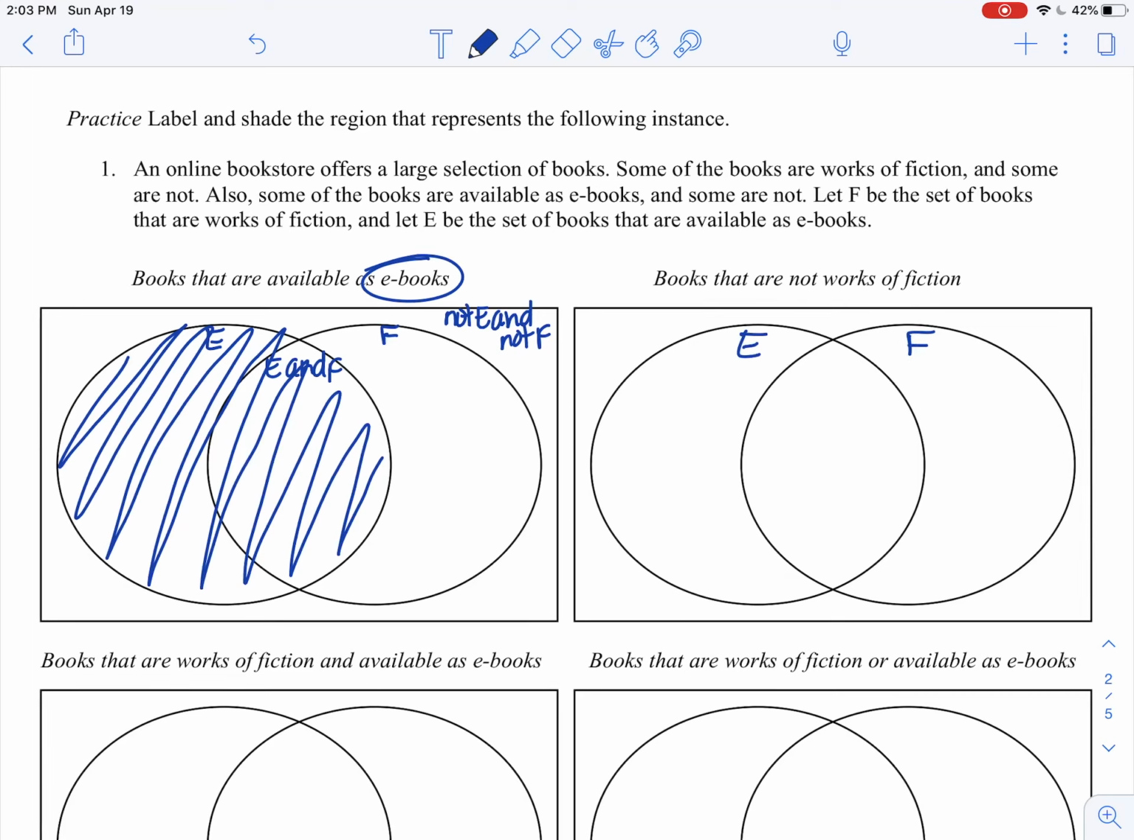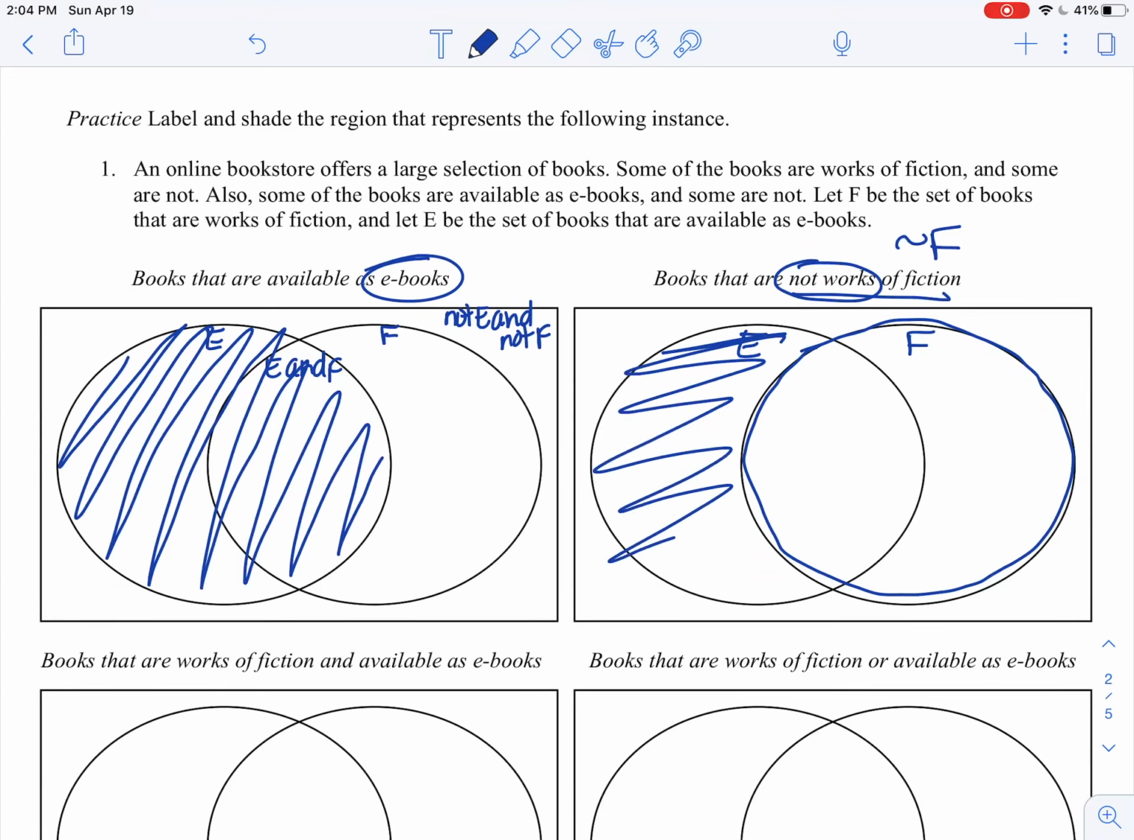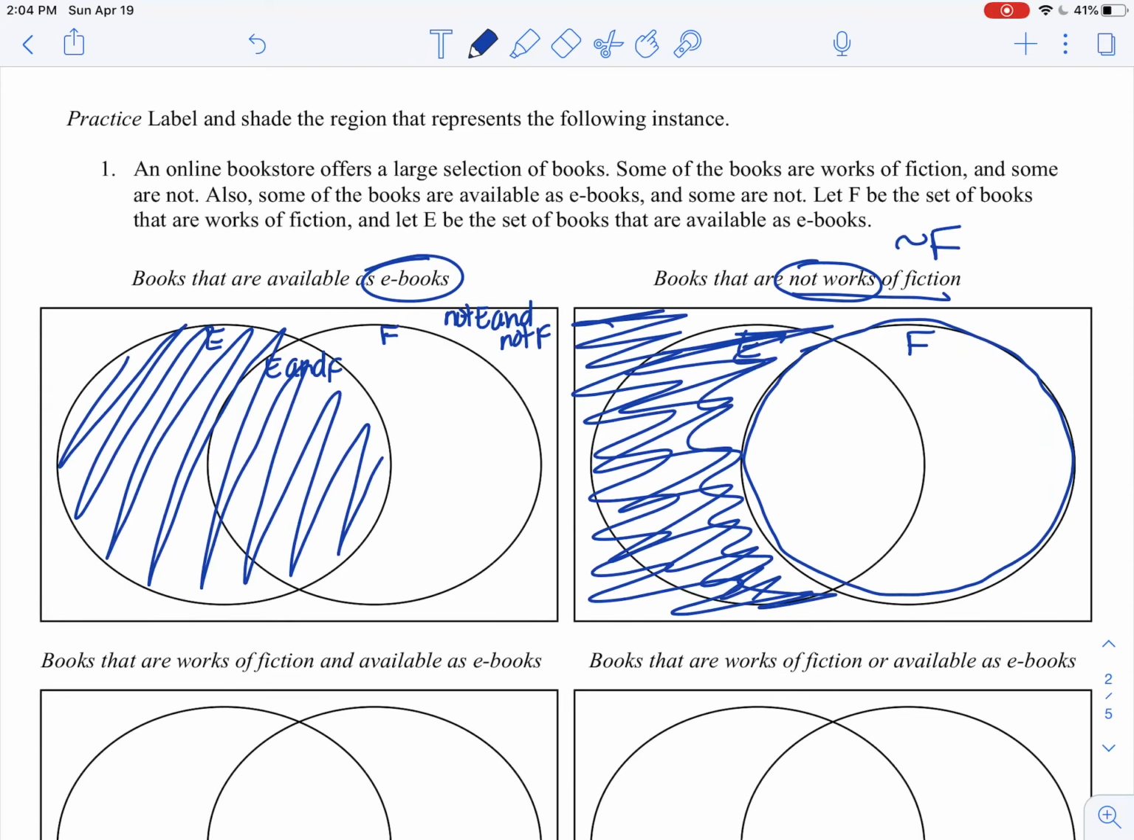Now if you look at the next one, it's saying books that are not works of fiction. Not works of fiction means, if I take the circle that is F, I'm going to color everything around that circle. Not inside the circle, but everything else. That could be the stuff that's in E but not in F, but actually it could be everything around this circle that's outside of F. It could be in that space of not E and not F, it could be in that space of E, it could be in that space of just no man's land. Everything that is not a work of fiction is everything around that.